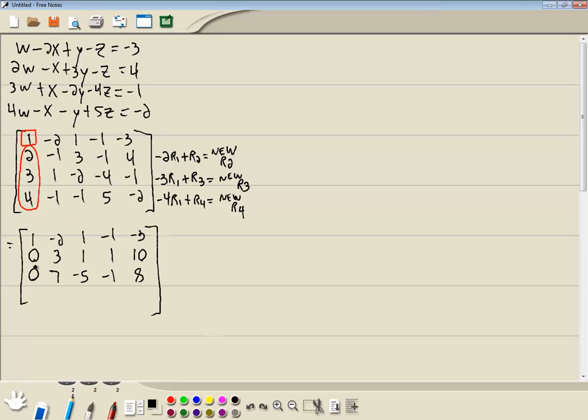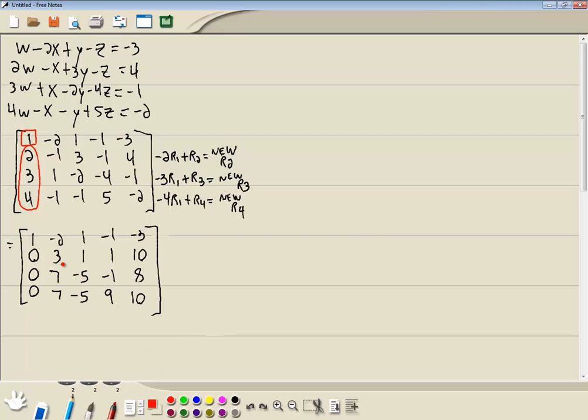Negative 4 times 1 is negative 4 plus 4 is 0. Negative 4 times negative 2 is 8 minus 1 is 7. Negative 4 times 1 is negative 4, minus 1 is negative 5. Negative 4 times negative 1 is positive 4 plus 5 is 9. Negative 4 times negative 3 is 12 minus 2 is 10. And let me check that. Okay, that looks right.